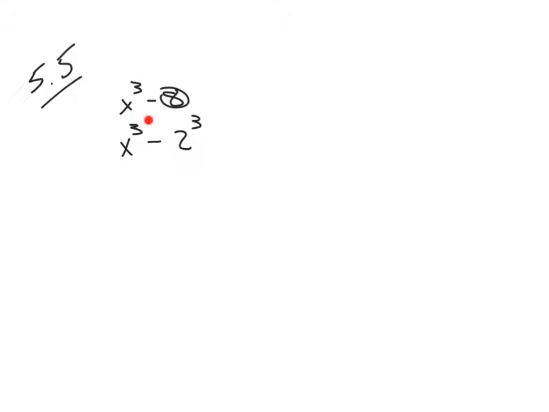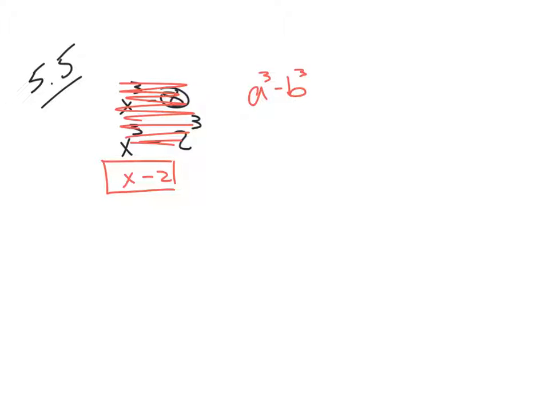Then the nice thing about it is we ignore the cubes. We write it again as x minus 2, and that's all we're going to look at in solving this. We're not going to look at any of this anymore. We're just going to look at the x minus 2. That's what we're concerned with. Alright, so here's the formula. If we have a cubed minus b cubed, and I'm just going to write the formula from the book, we have a minus b times a squared plus ab plus b squared. Alright, so there's the formula.